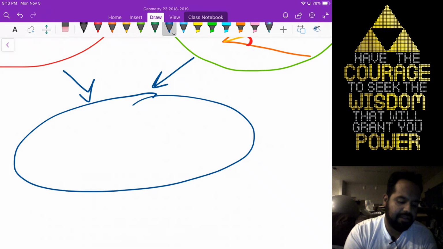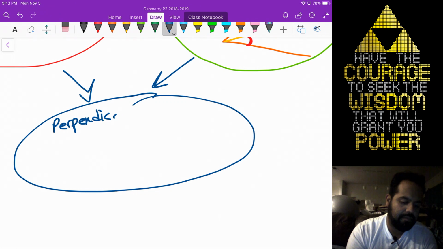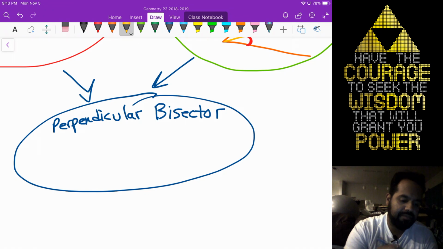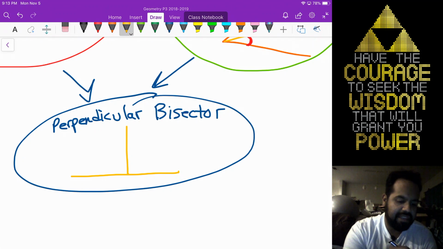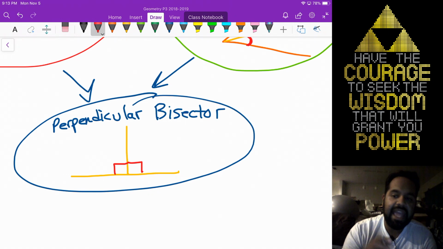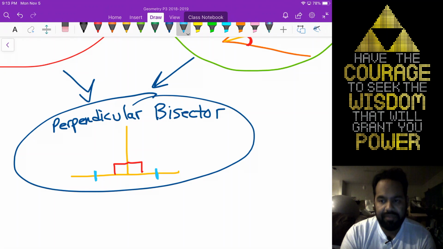So the perpendicular bisector would look like this. It would be your T intersection. That's the only time it can happen. And that's when you have both a right angle and the tick marks on both sides. This is the only time you will have both.